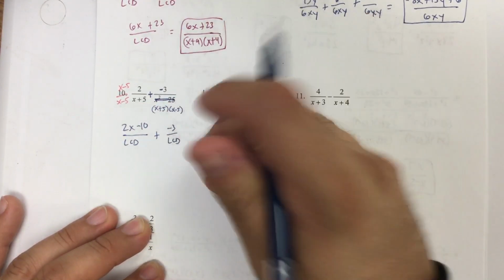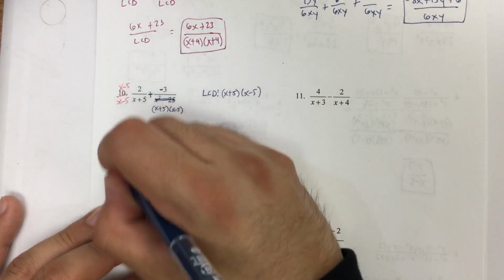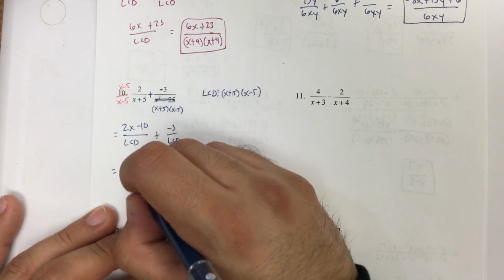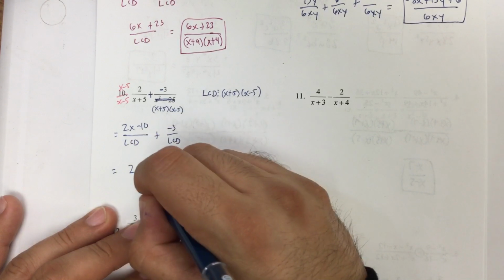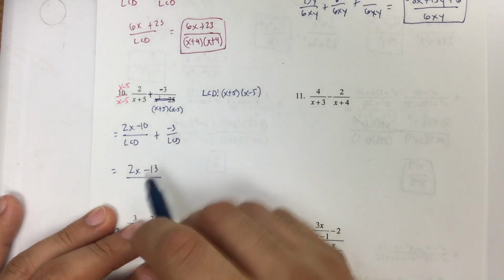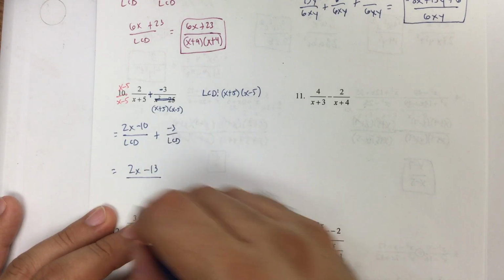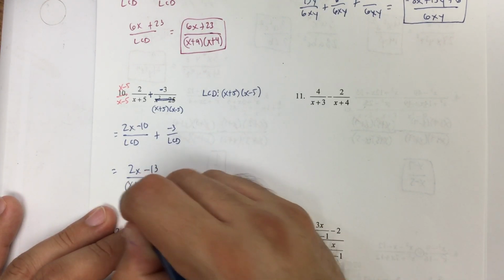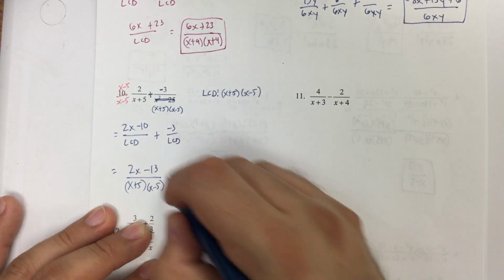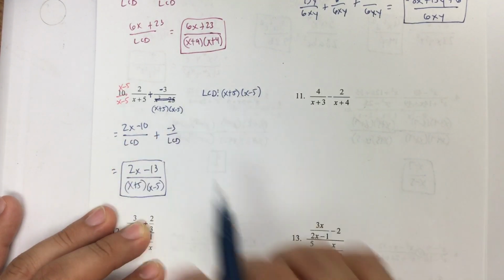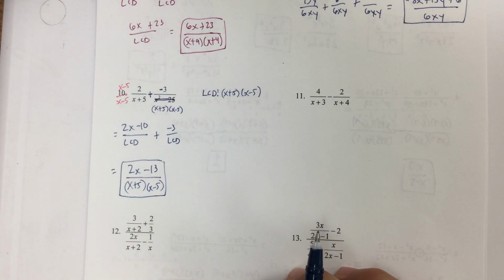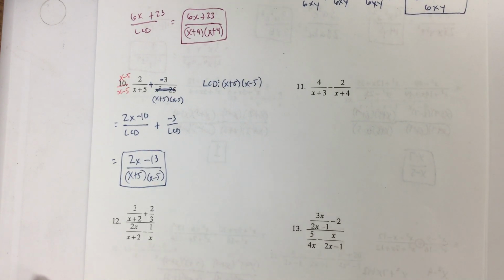LCD. Next thing we do is we combine like terms. So 2x, negative 10 plus negative 3 is negative 13. And at this point, I see that I cannot factor this. There's no GCF, so now I'm going to write the LCD of x plus 5 times x minus 5. Nothing cancels. So that would be my final answer. All right, moving on to number 11.